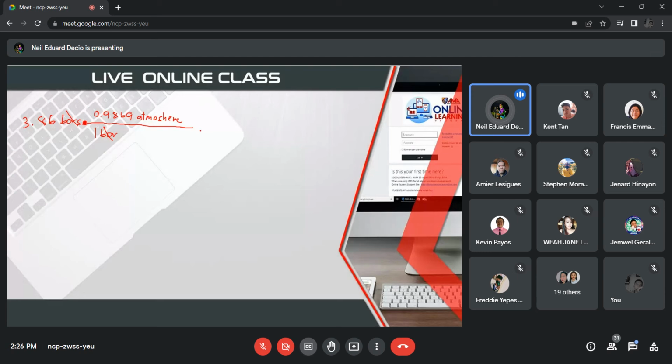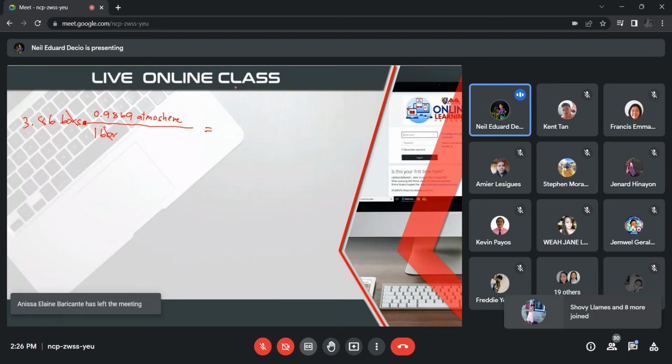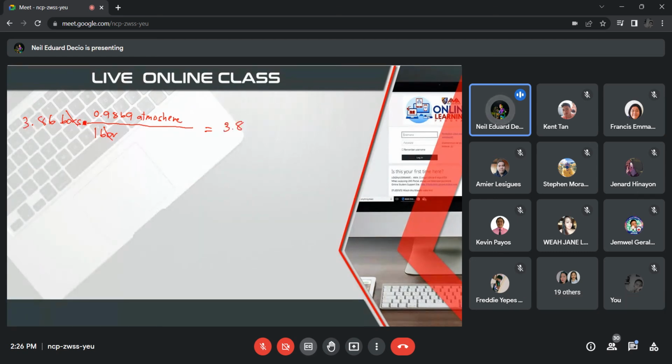Okay. So this is equal to, according to you guys, 3.08. Is it 3 point or 0? Okay. So this is 3.86 multiplied by 0.9869, which is equal to 3.8094 atmosphere.